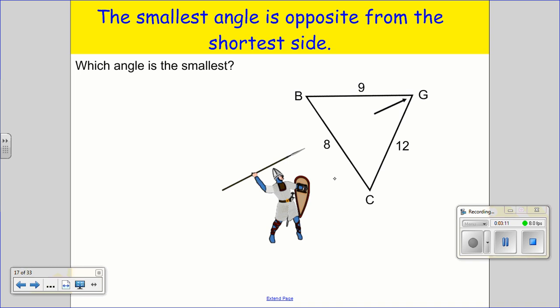The smallest angle is opposite from the shortest side. So in this triangle BCG, what is the smallest angle? The smallest angle would be angle G because it is across from side BC, which is 8.